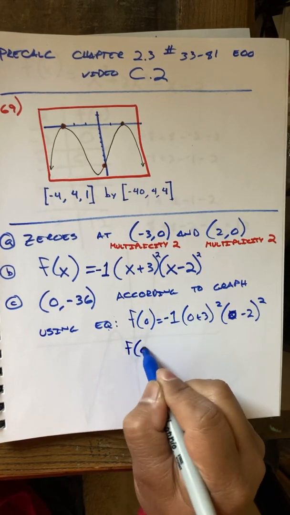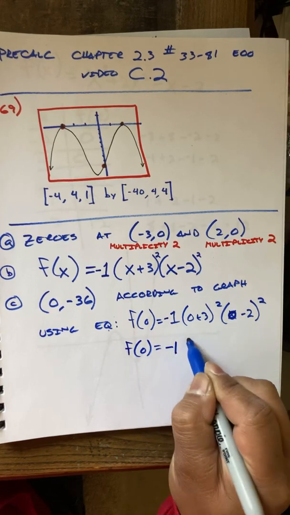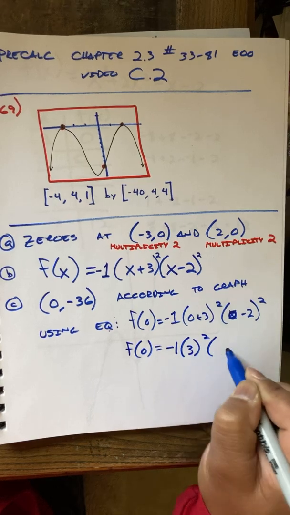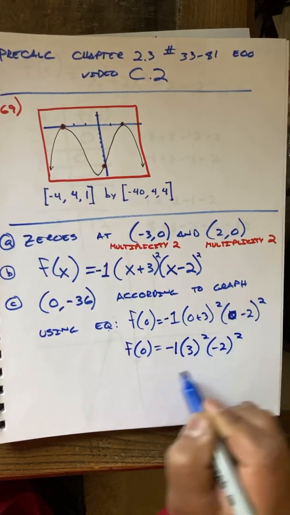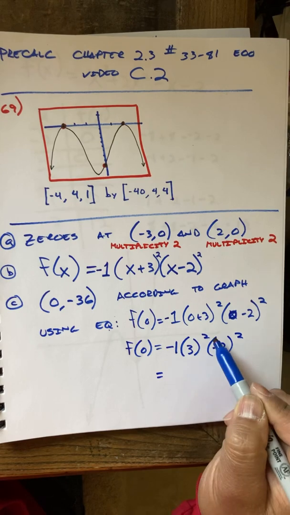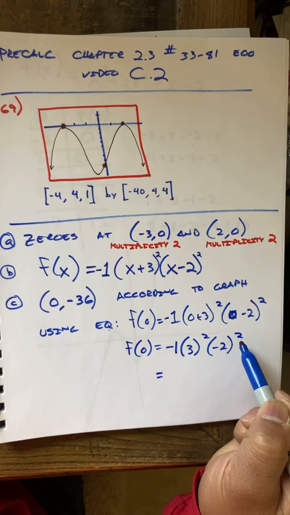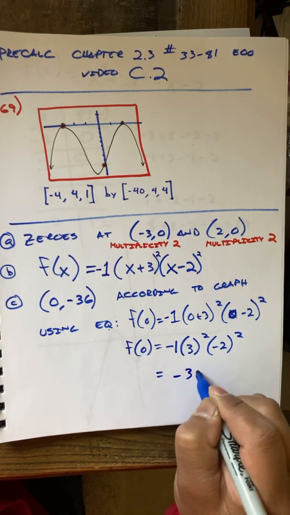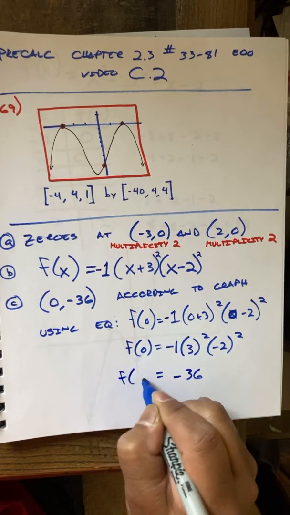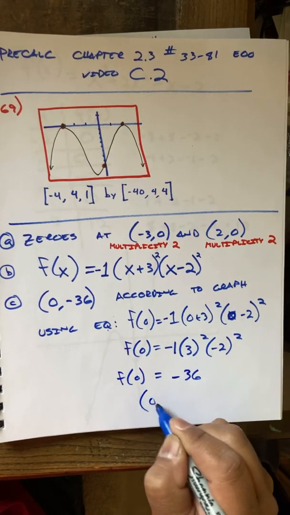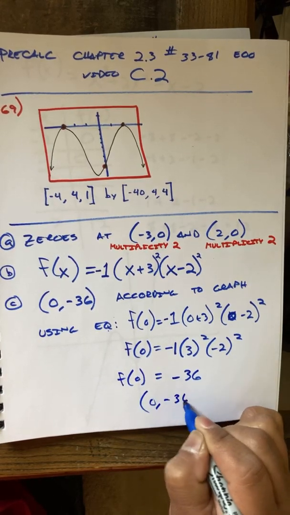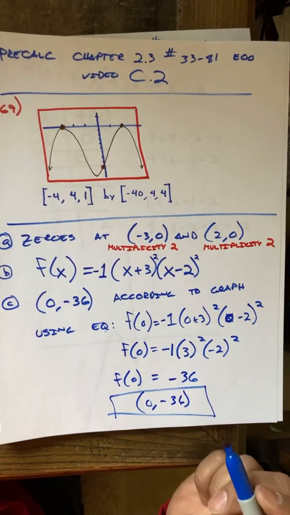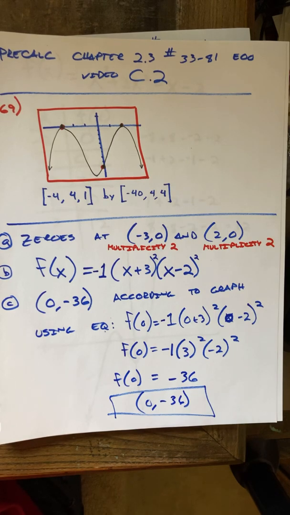F of 0 is going to be then -1 times 3 squared times -2 squared. That's 9, that's 4. 9 times 4 is 36, times -1 is -36. In other words, it checks out: 0, -36 is the y-intercept according to the equation as well.